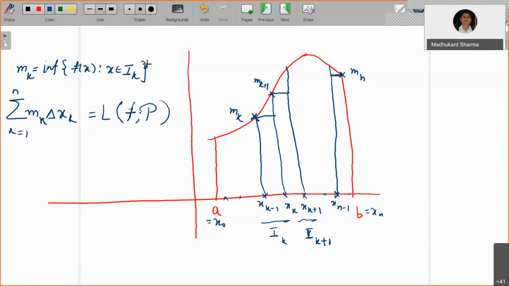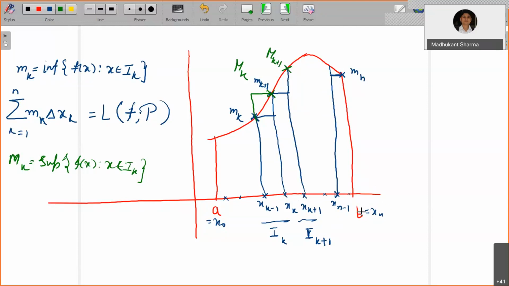Okay. Now similarly, let us identify the capital Mk. If you recall, capital Mk is the supremum of f of x such that x belongs to Ik. So in this interval, this is the supremum. So here this is capital Mk, which gives you this rectangle. Similarly, for this interval xk to xk plus 1, this is going to be the capital Mk plus 1.